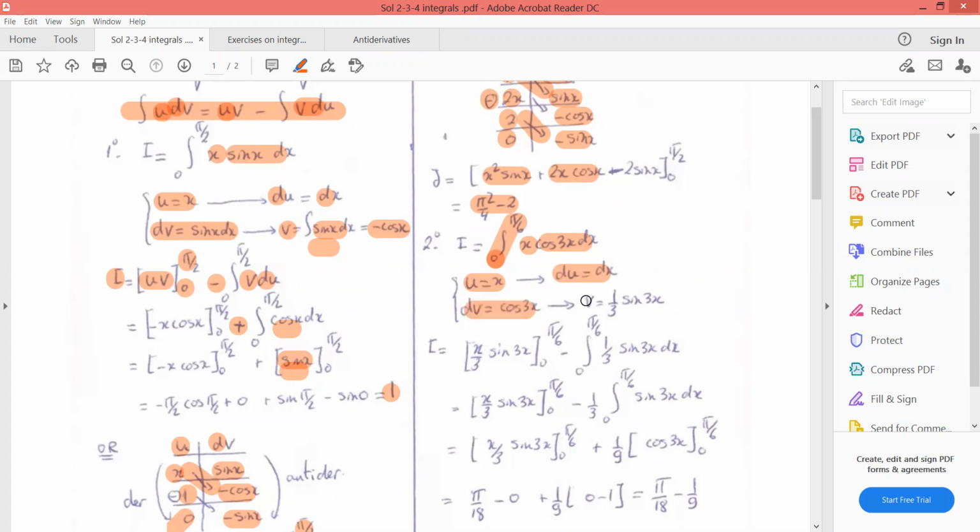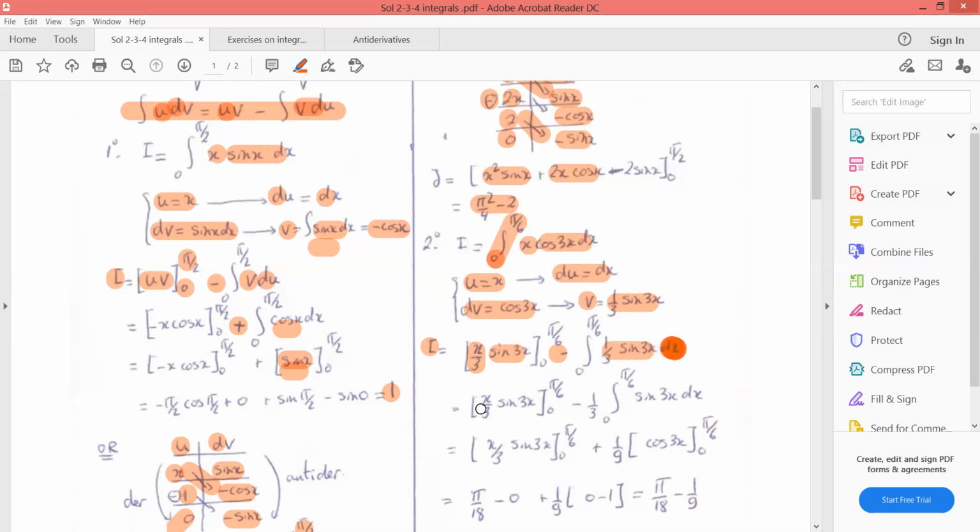From dv, I can calculate v. v equals the integral of cosine 3x. What is the integral of cosine 3x? 1 over a sine 3x. Till here, any questions? No. So I equals uv minus the integral of v du, this is u, this is v, and this is du.